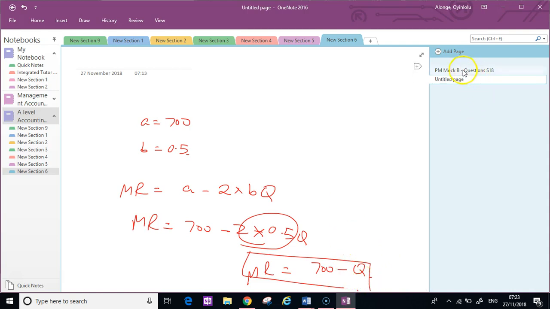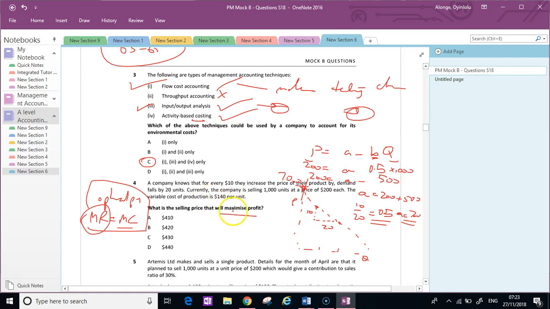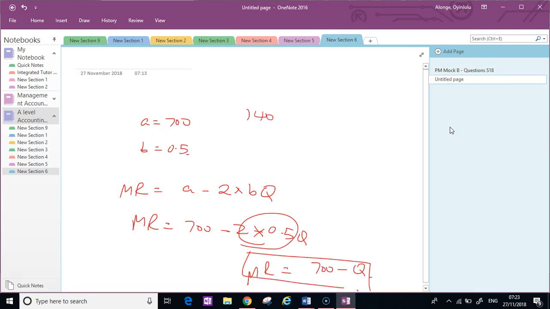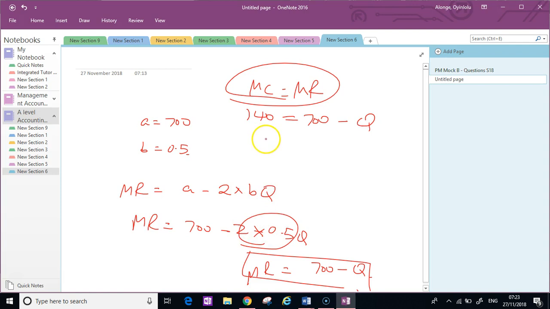So I now have my MR formula, if you like. And I know that at the maximum point, at the optimal point, forgive me, the variable cost of 140 MC is equal to MR. So at the optimal point, 140 is equal to 700 minus Q. Therefore, the optimal quantity Q must be equal to 700 minus 140, which is equal to 560 units. So now I know what my optimal Q point is.